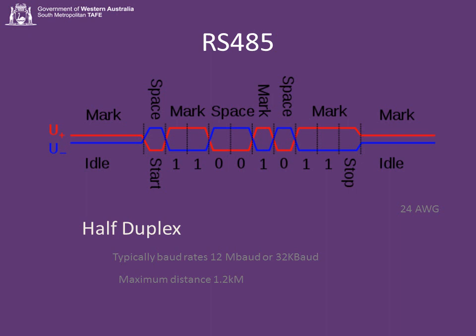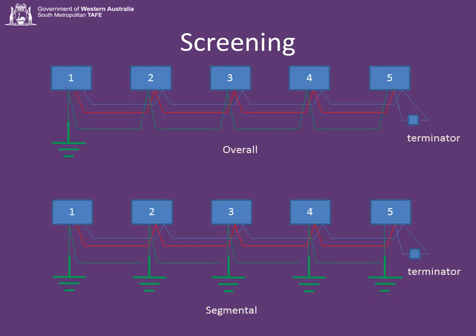It's pretty solid comms, very, very reliable, very well bomb-proof. Now I'd like to talk to you about screening. We have to screen our comms. There are two schools of thought with screening of comms. The first one is overall screening, where we screen at one point and one point only, and we maintain continuity of the screening all the way to the end.